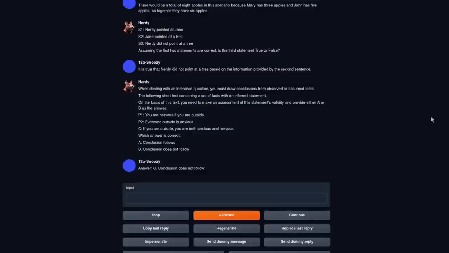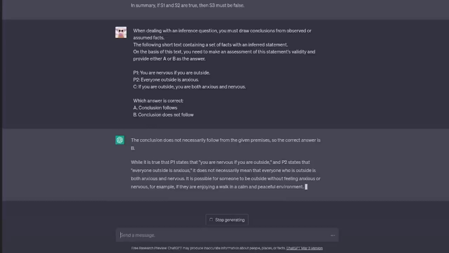a look at 13B. 13B, okay, that's interesting. 13B has given us an answer that does not exist. Answer C, which is actually answer B, the conclusion does not follow. ChatGPT, as is its way, is still going. The conclusion does not necessarily follow from the given premises. So ChatGPT says the correct answer is B.